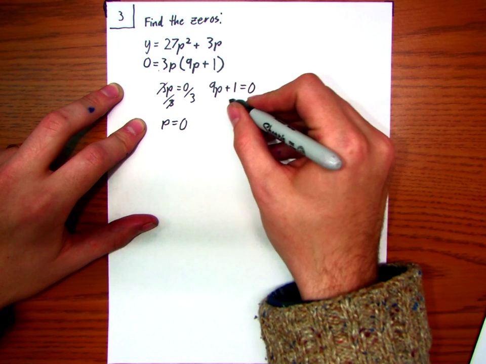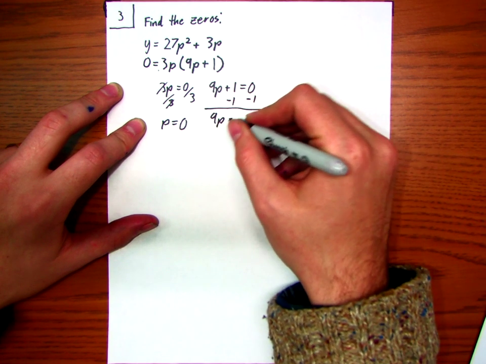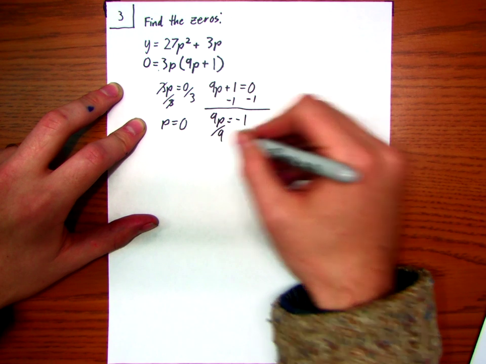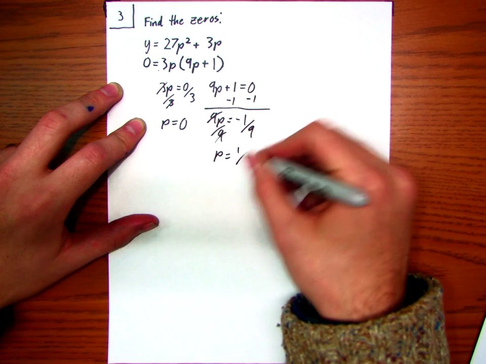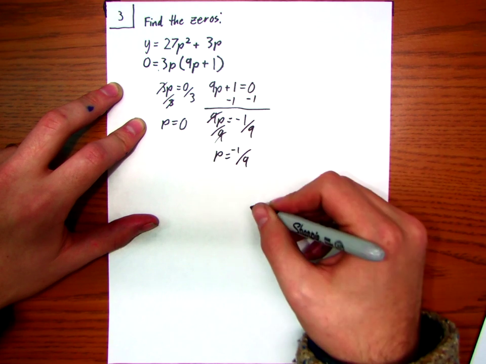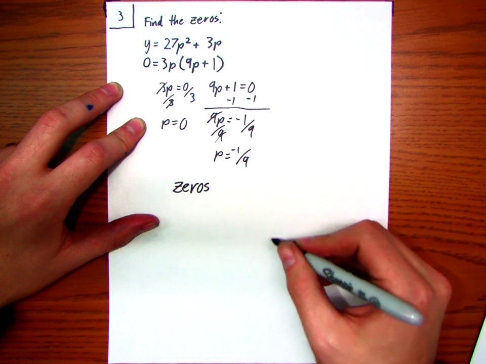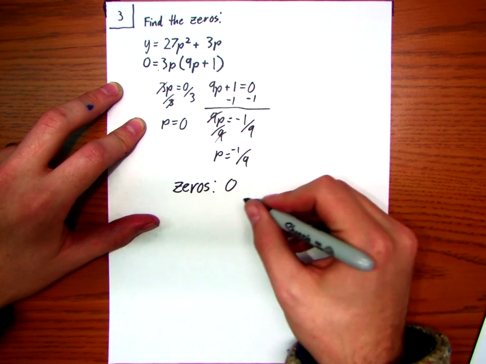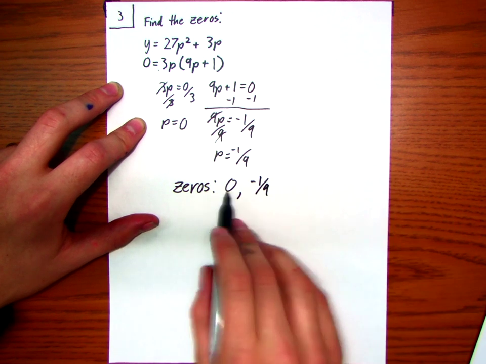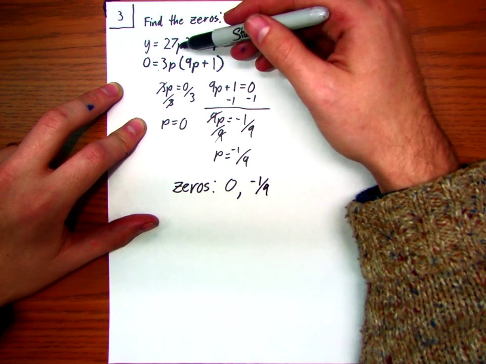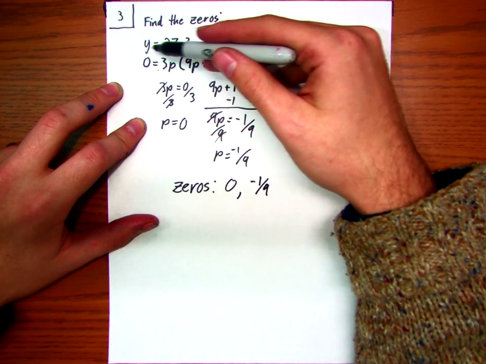Another solution would be, what if I subtracted 1 from both sides? I would get 9p is equal to negative 1, and then divided both sides by 9. I'm going to get that p is equal to negative 1/9. So what are my zeros? Zeros are 0 and negative 1/9. These are the two values that, if I plugged them back into the variable p and calculated it all up, they would make y equal 0.